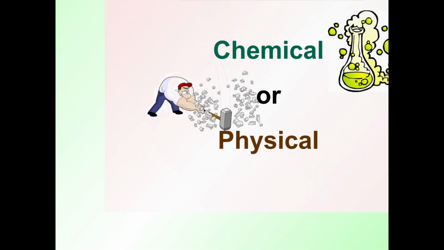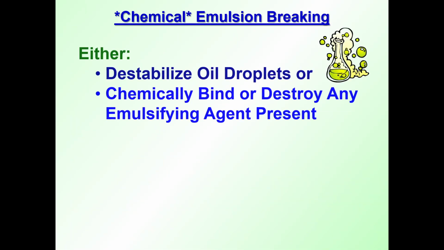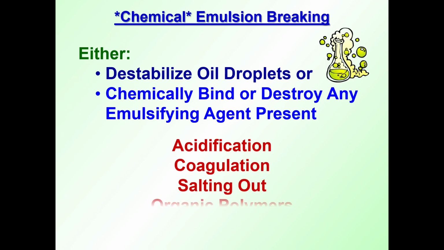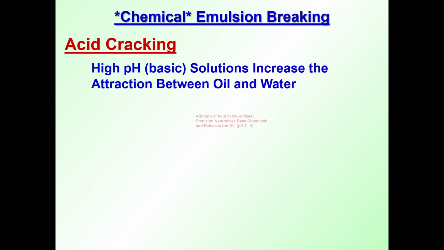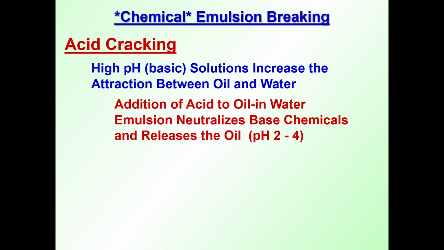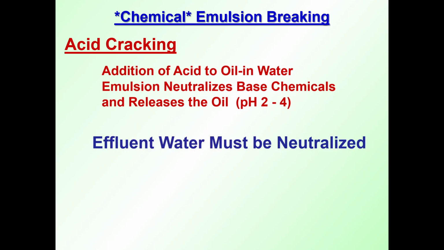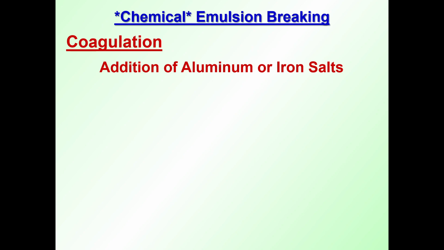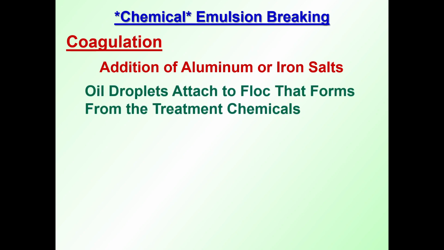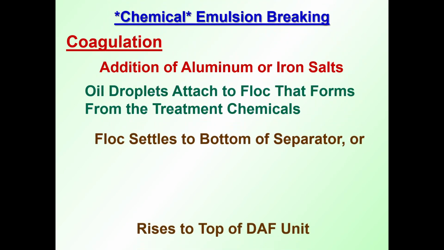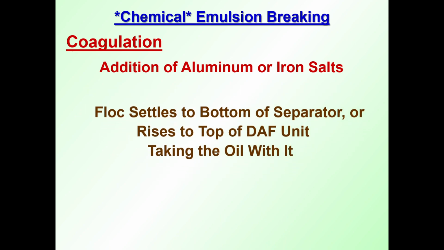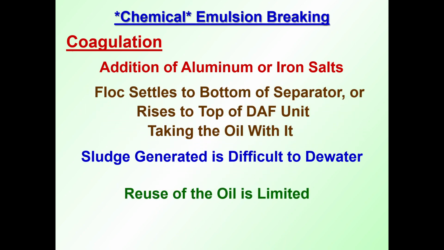Okay, so emulsion breaking can be chemical, by chemically binding or destroying the emulsifying agent. We can go into acidification, coagulation. We have different methods like acid cracking, and also addition of acids. It will destabilize the emulsion by pH changes, and you can also make some changes in the polarity, etc. Then chemical addition, coagulation: addition of aluminium and iron salts. Oil droplets will be attached to the floc, and that forms a sludge from the chemicals. So the use of these has to be limited.